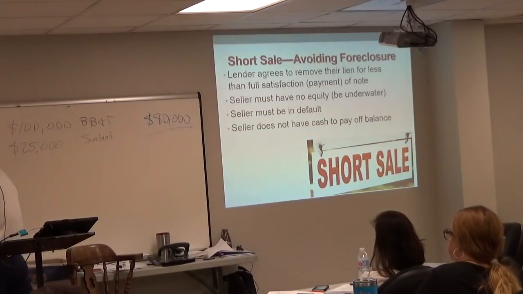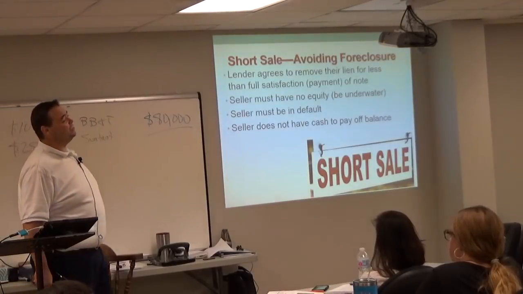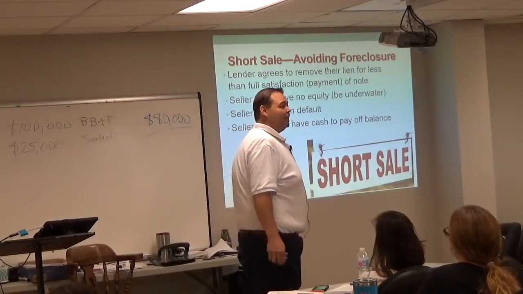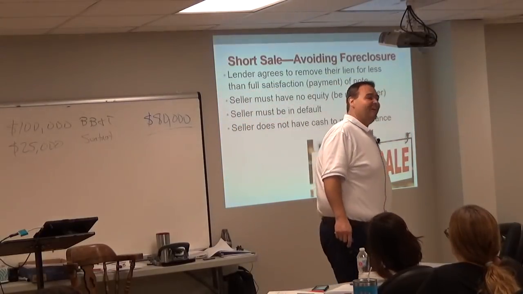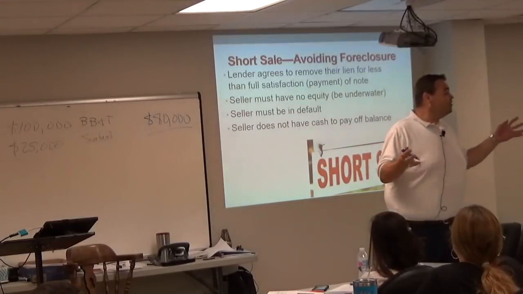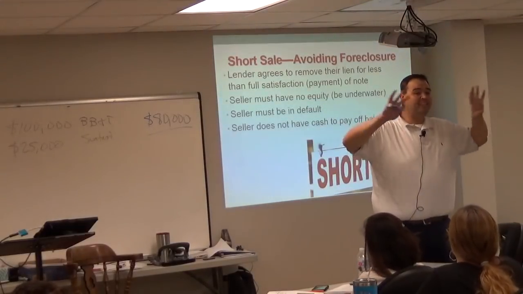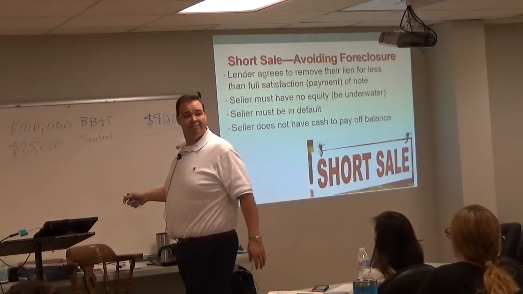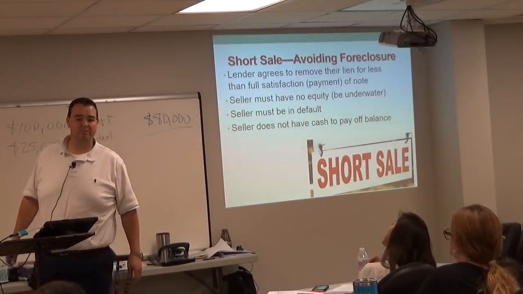BB&T. So now SunTrust is going to contact BB&T and they're going to say, how bad do you want to short sell this thing? I don't know, we think we ought to get at least $10,000 of our money back. So that's why it takes so long, because you've got all this crazy negotiation going on behind the scenes with this mess. Because of the way they're structured.